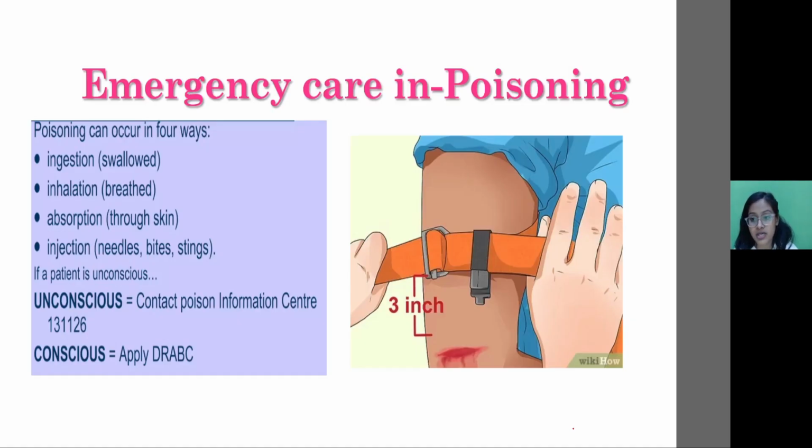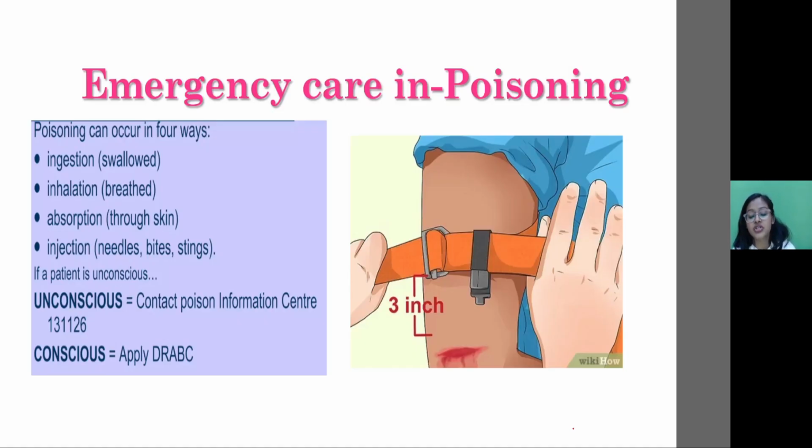What is DRABC? You should check the danger, whether danger is present around the patient, and check for responsiveness of the patient. DRABC: danger, response, airway, breathing, and circulation. You should check the area where the patient is, whether any danger is present. You should check responsiveness of the patient, whether the patient is responding to your touch, to your speech, etc.